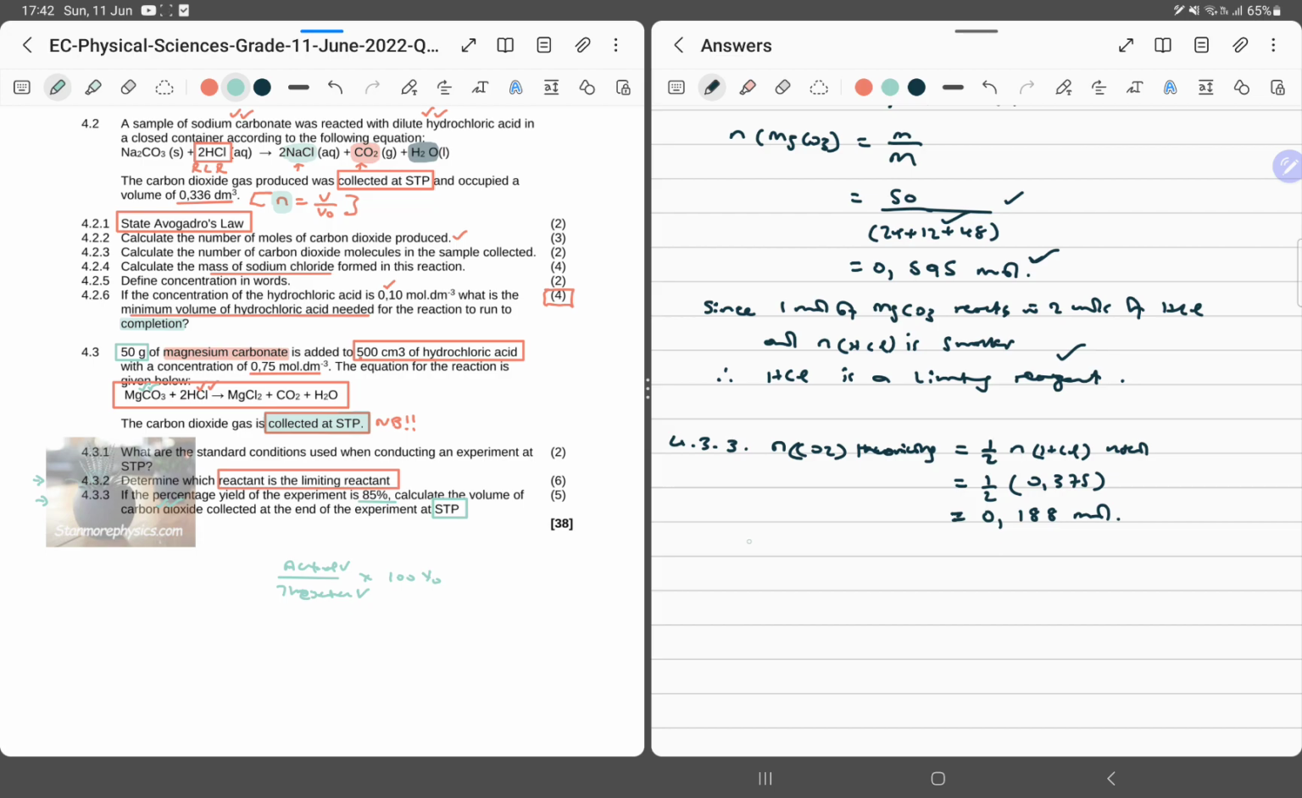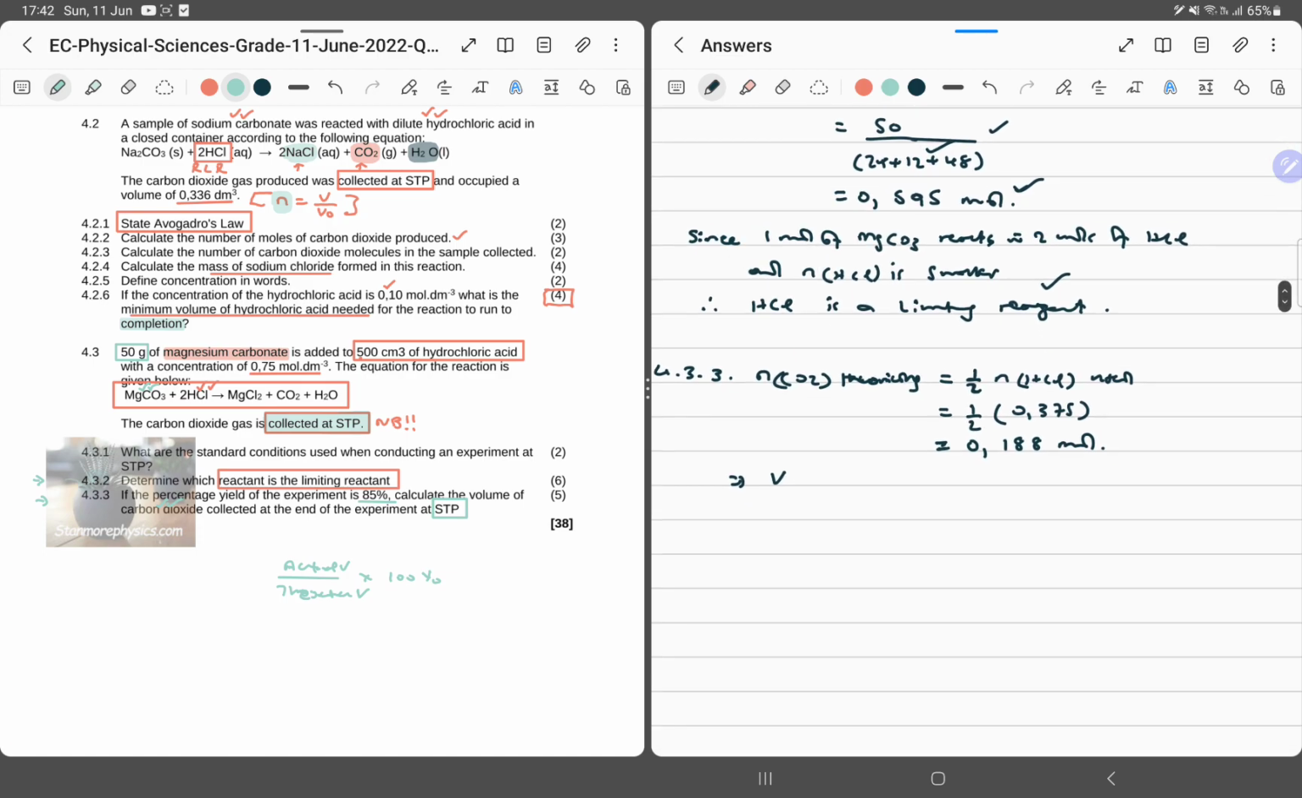We can say this implies that the volume of carbon dioxide obtained is going to be the number of moles, which is 0.188, into the molar gas volume, which is 22.5. And of course, this is still theoretical volume, right? This is theoretical. 22.4, not 5.